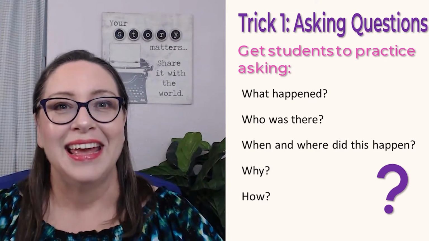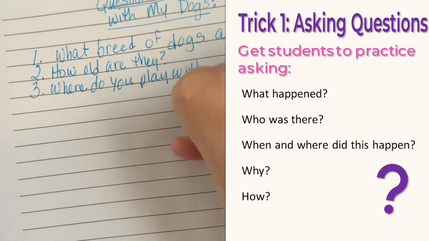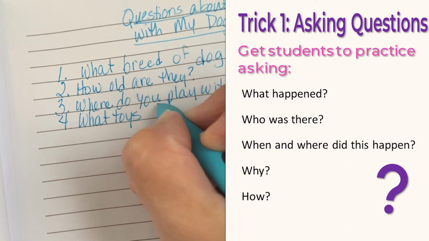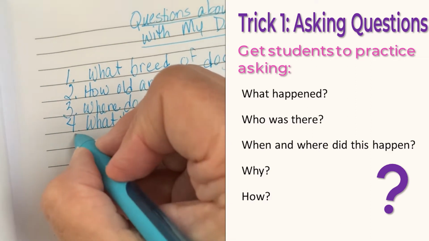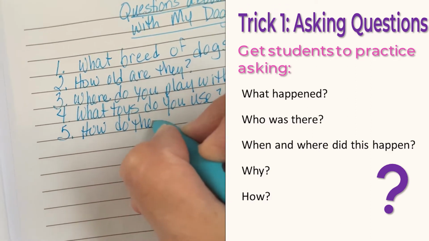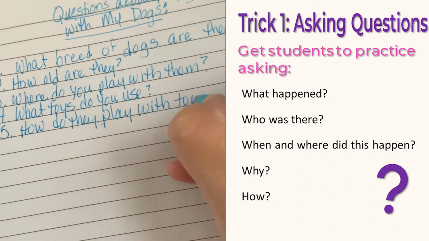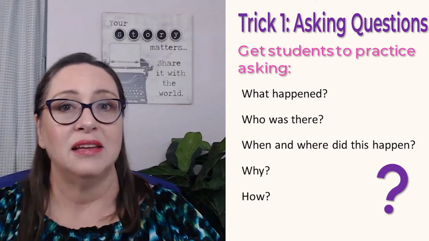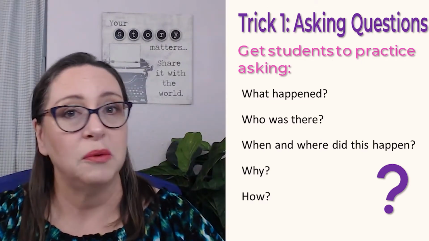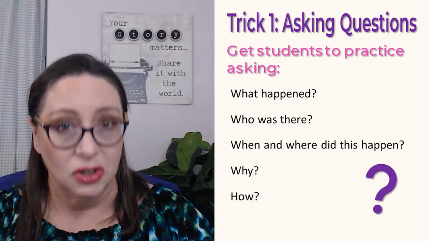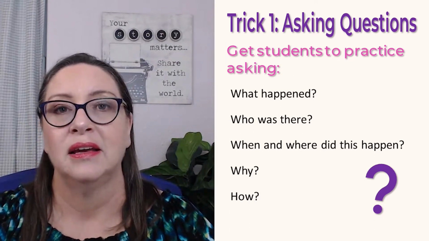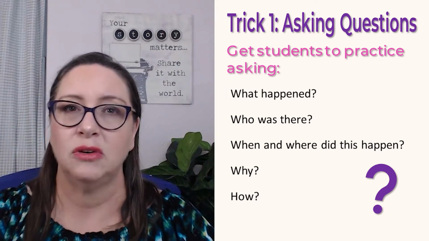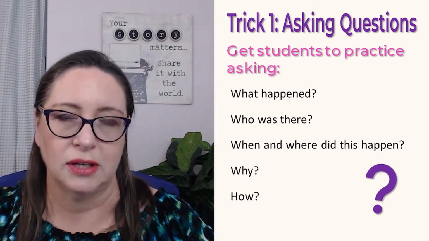Trick number 1 is asking questions. So students need to practice asking questions, especially when they're writing, to ask themselves questions to get at more details. And once they do that, then they'll be able to add more details into their writing. And they need to ask themselves who, what, where, why, when, and how. It's a good idea to practice this quite a bit with each of the different tricks because students will need those in order to be able to do each of those tricks.